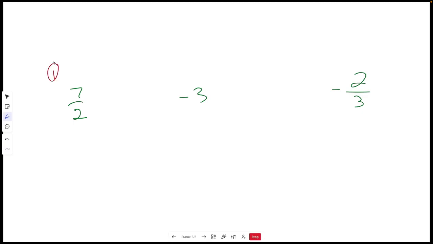For number 1, you should have gotten negative 2 over 7. For number 2, you should have gotten positive 1/3, because it was negative 3 over 1. You flip it and opposite it to positive. And for number 3, you should have gotten 3 over 2.